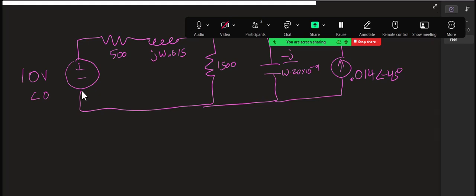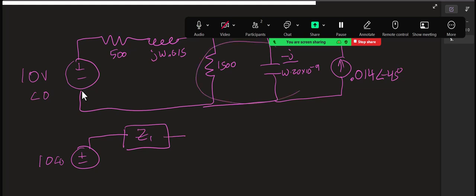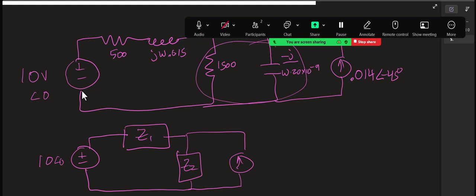So let's put these together. So that's 10 angle 0. And I'll put these together and call them Z1. And then I will take these two and put them together and call them Z2. And then I have my current source over here, which was 0.14 angle negative 45.